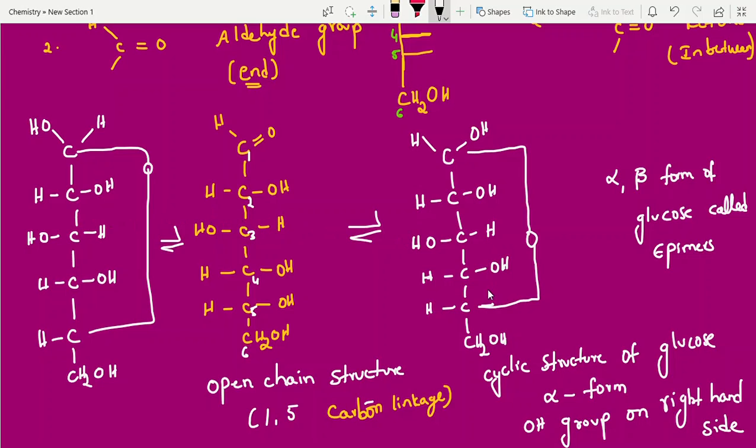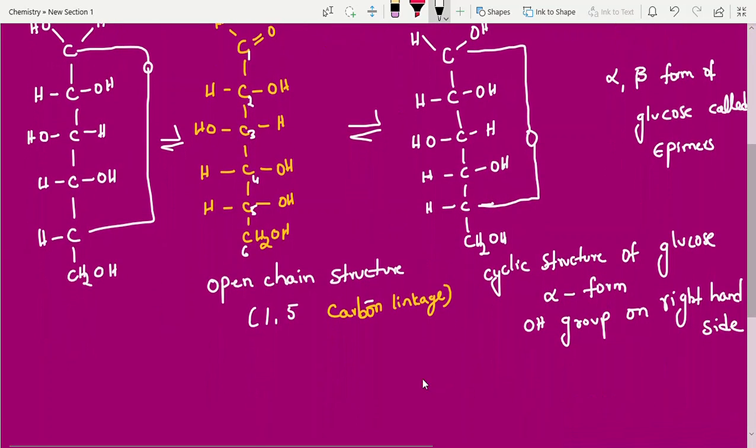This type of rotation we call Mutarotation. Open chain to cyclic structure alpha form, and again come back to the open chain and going to the beta form, that is what we call Mutarotation. This is about glucose. This glucose we are comparing with the pyranose structures.